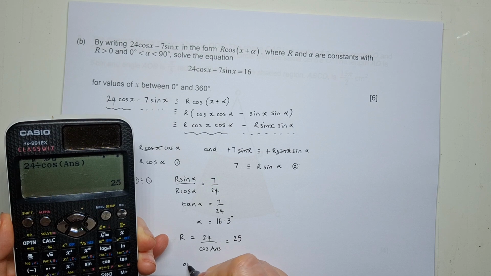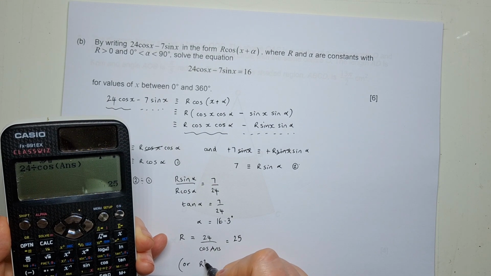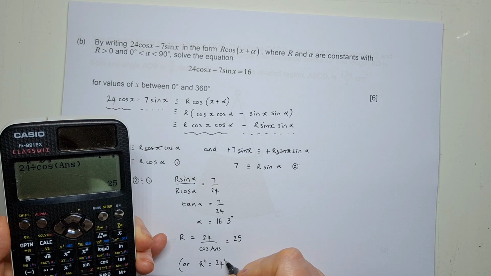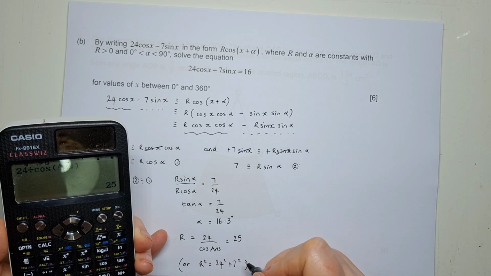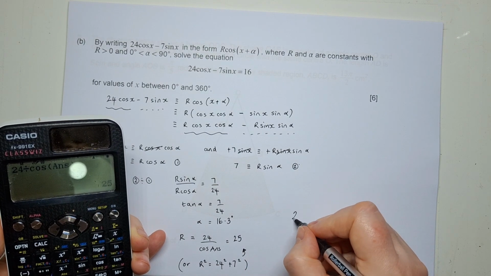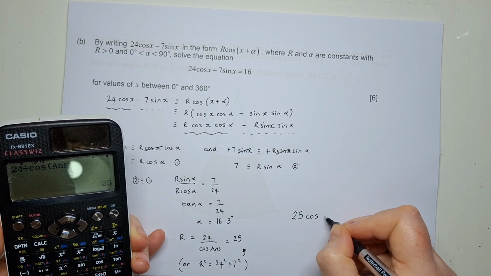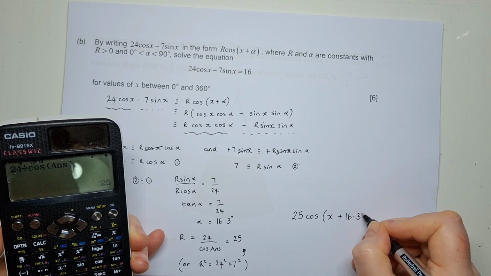The shortcut, or the alternative way of working out r, is to say that r squared is the 24 squared plus the 7 squared like Pythagoras, and work out r that way. Okay, so our answer is 25 cos(x plus 16.3 degrees).